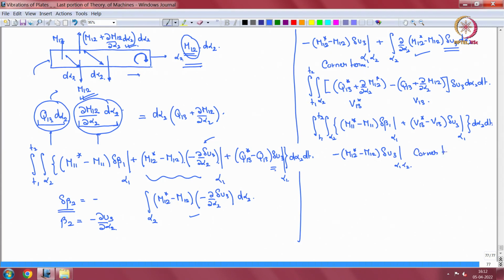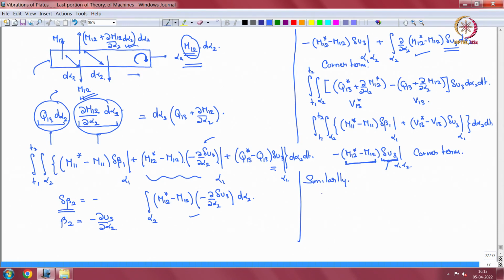Okay. So that also gives a condition. Either U3 has to be specified or M12 is equal to M12 from the interior of the material at the corner. Okay. So we will be looking at simply supported plates and clamped plates, which are fixed also at the corners, and therefore delta U3 will be 0. So this boundary term goes to 0.